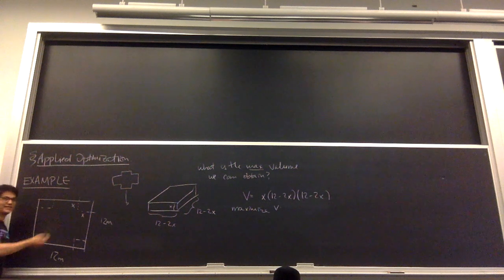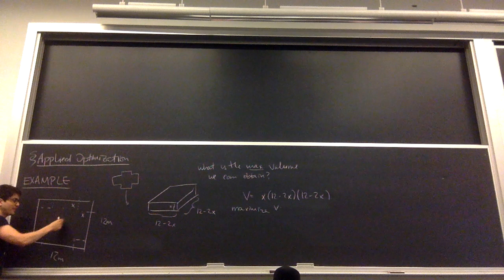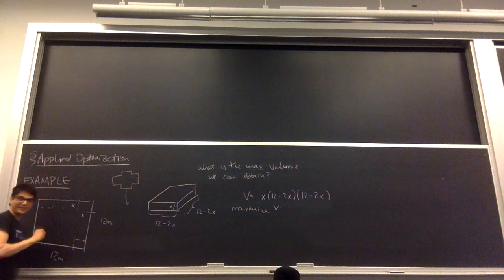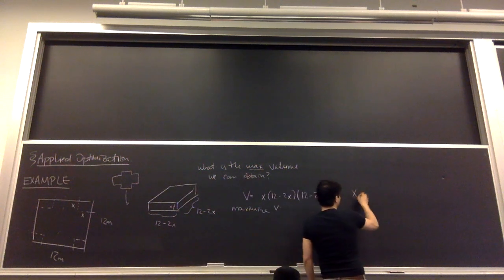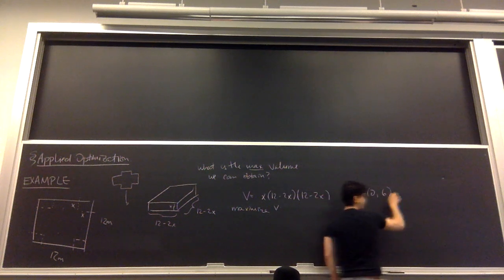How big could I make this x? 12. No, 12 is too much. 12 is the whole thing. Yeah, 6. Right? You can go right to the middle, in which case you've cut out this square and this square and this square and this square. I was trying to trick you. Right? So x has to be bigger than 0 and less than 6.